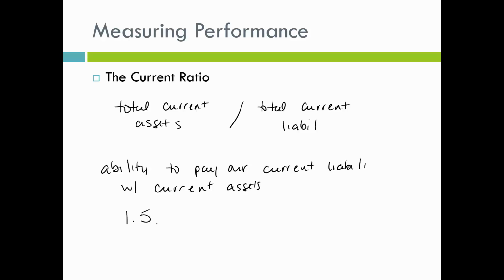Generally, if you get a current ratio of 1.5 or higher, that's good. If it's 1 or less, that is low, and that would be considered risky. That means right now you owe about as much as you have, and so you could get to the point where you are having a little trouble making your current payments.